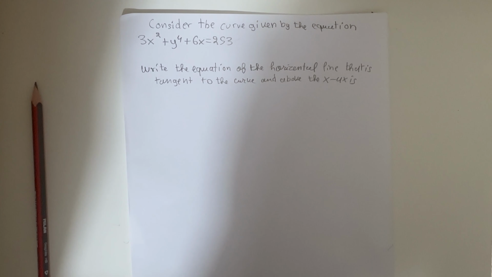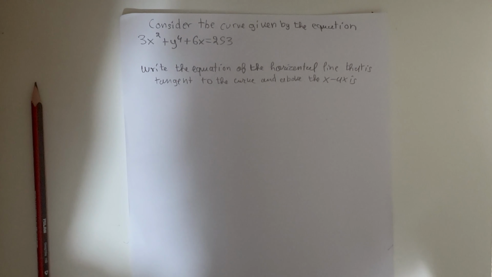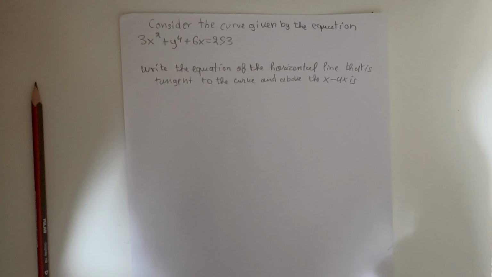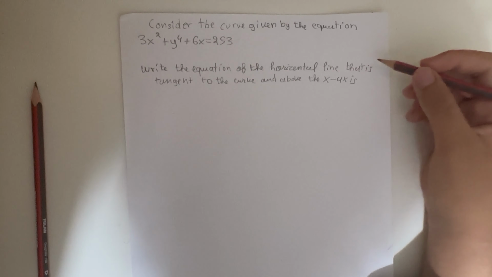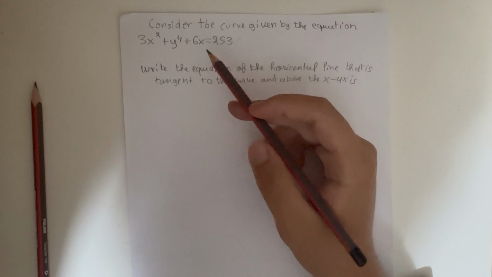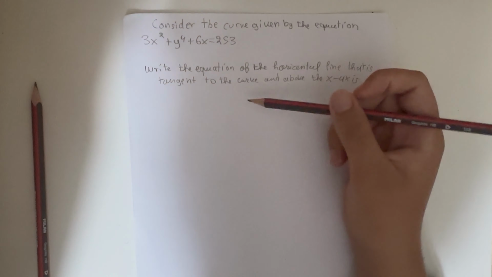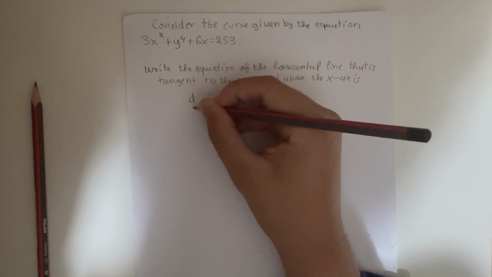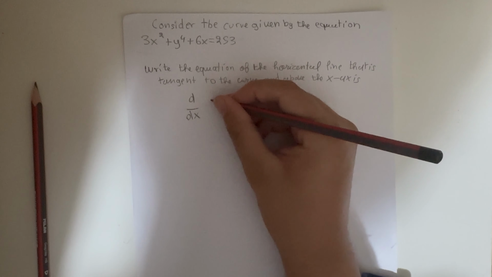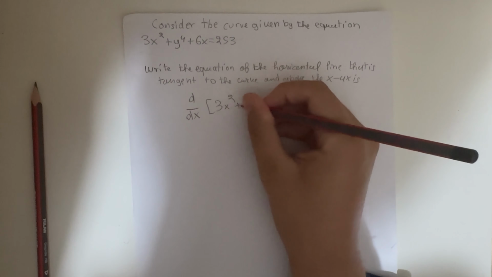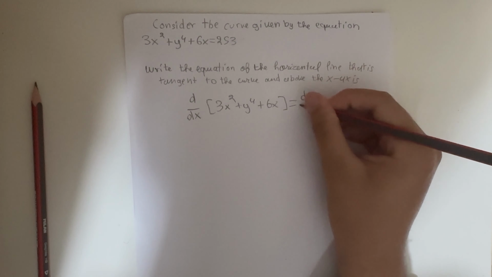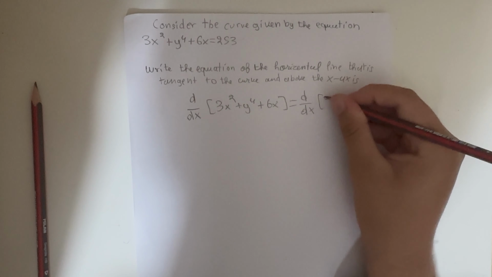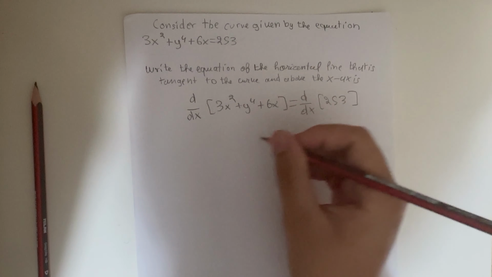So the first thing when I see this type of question is I know that it's going to involve implicit differentiation. In Khan Academy, they already give you the derivative of y with respect to x. However, I'm going to go ahead and solve it here anyways. So the first thing I'm going to do is take the derivative with respect to x of 3x squared plus y to the 4th plus 6x, and this is going to be equal to the derivative with respect to x of 253. So let's go ahead and start.